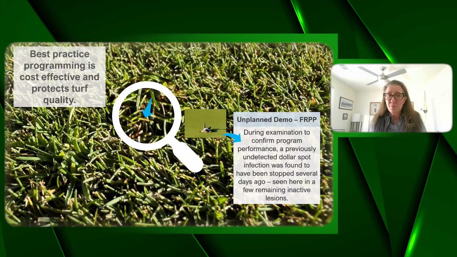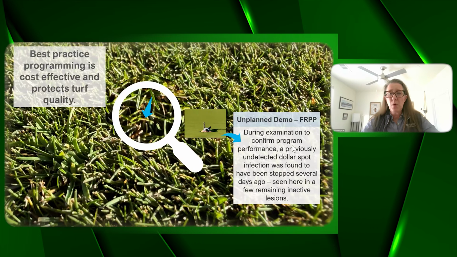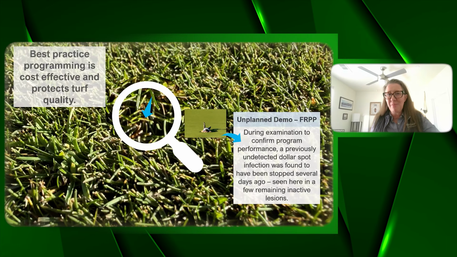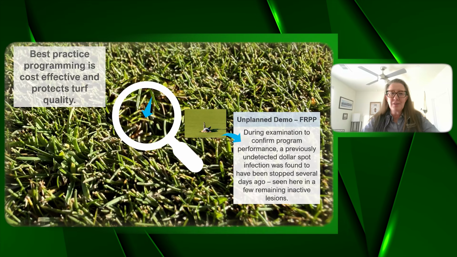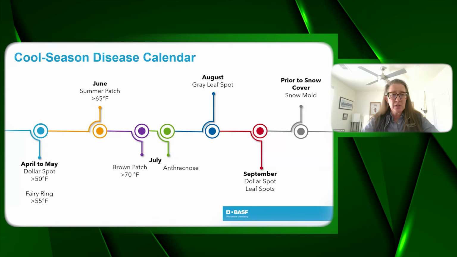This course didn't need to, but we need to be staying on top of the intervals. So that's really why we want to be proactive and thinking about fall disease protection now while it's still August. This is our cool season disease calendar, roughly.